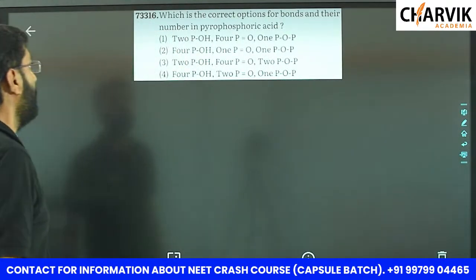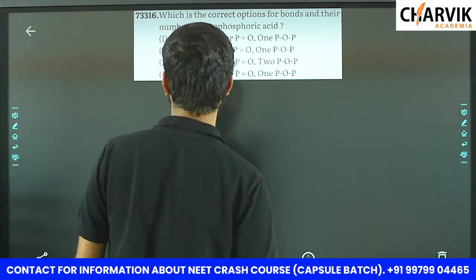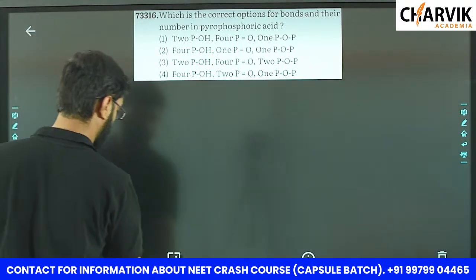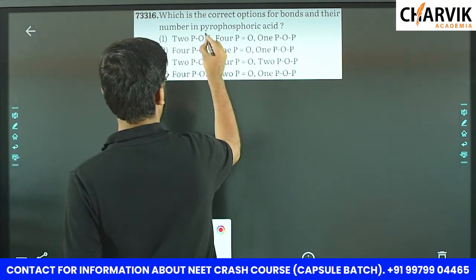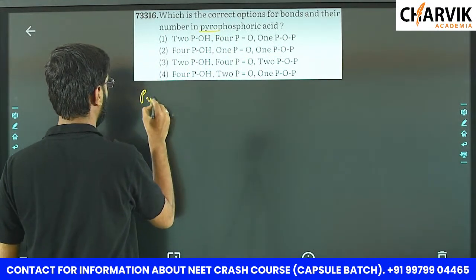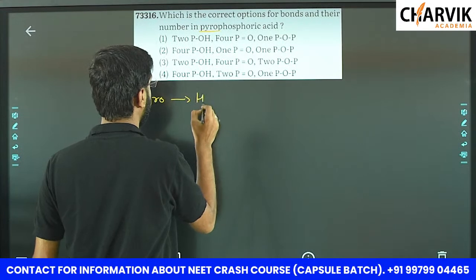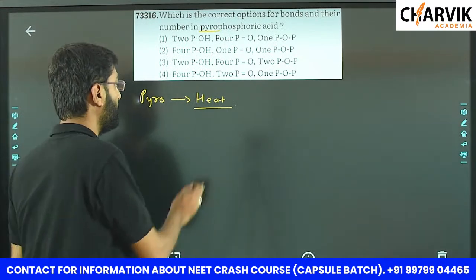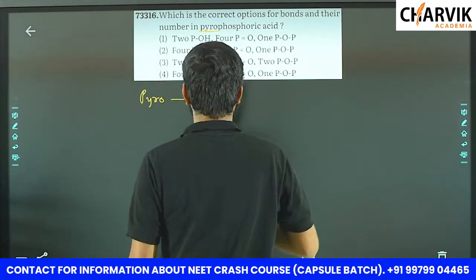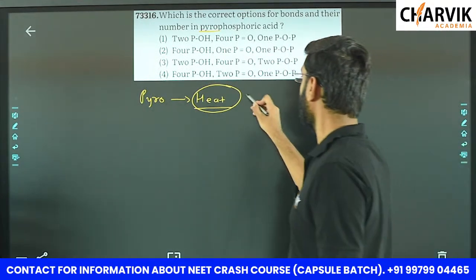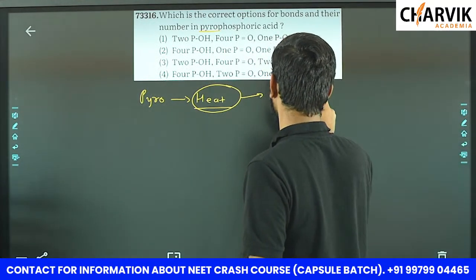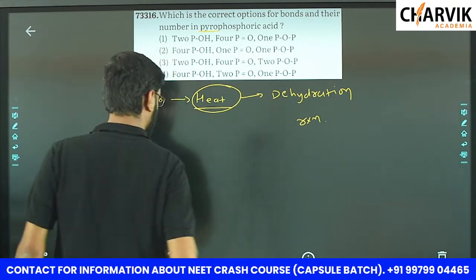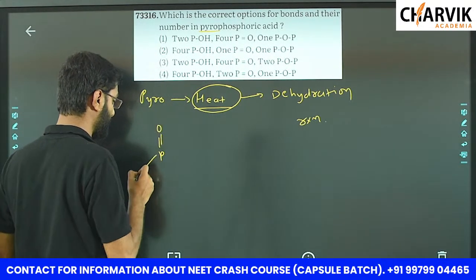Which is the correct option for moles and the number in pyrophosphoric acid? You know the structure of pyrophosphoric acid, friends. The word pyro is related to heat. If heat is provided to any system, then a dehydration reaction takes place. So the structure of phosphoric acid.